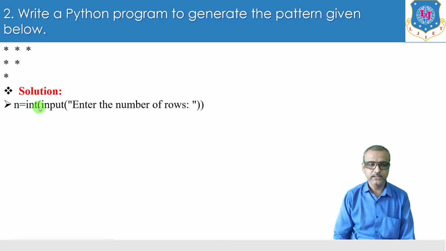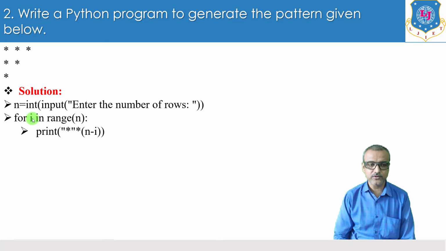n equals int of input of "Enter the number of rows". For i in range(n), print star how many times? n minus i times. So the value of n equals 3. So definitely the value of i will become 0, 1 and 2. So initially the value of i is 0 and the value of n is 3. So 3 minus 0, that is 3. So this statement will print star 3 times. So in the first row we will have 3 stars.